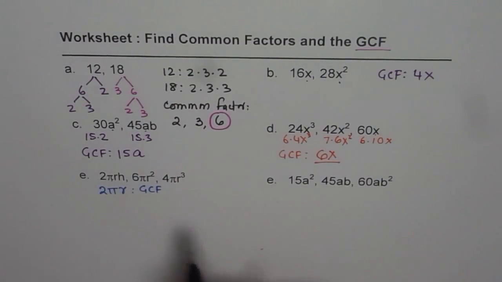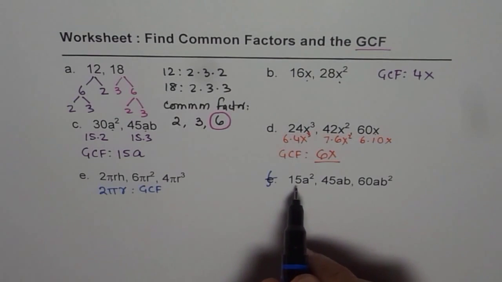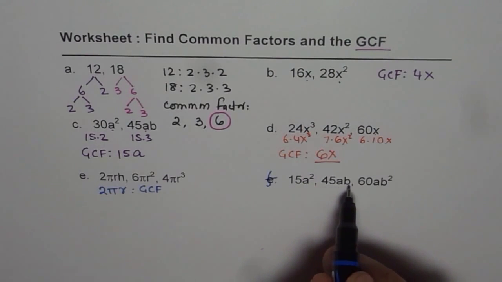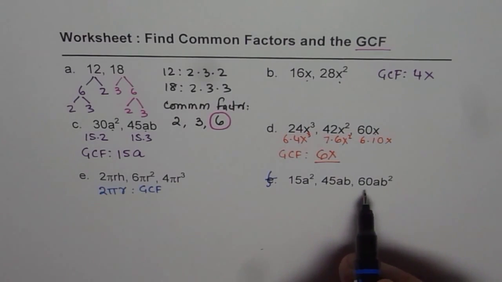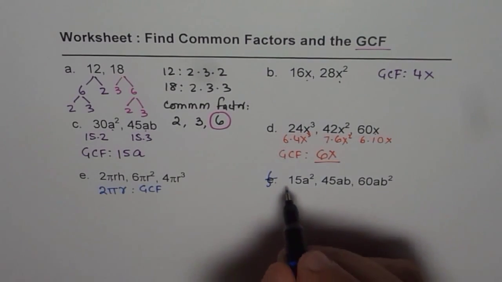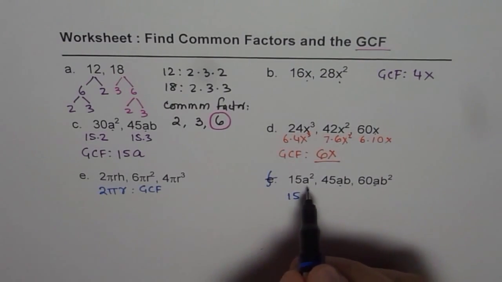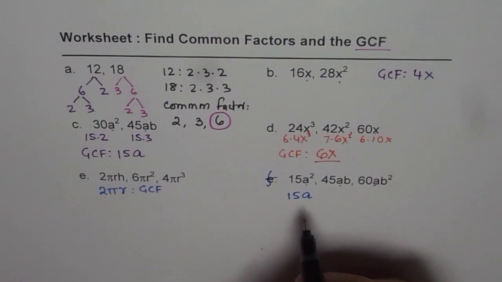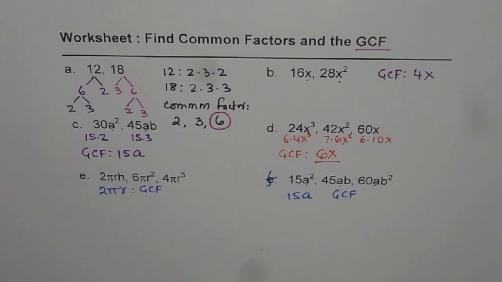And this is part F for you. For part F it is 15a squared, 45ab, 15 times 4 is 60. So 15 is a factor of each one of them. So 15, and as far as the a and a squared, that means 15a is the greatest common factor for part F. I hope you can check your answers with this.